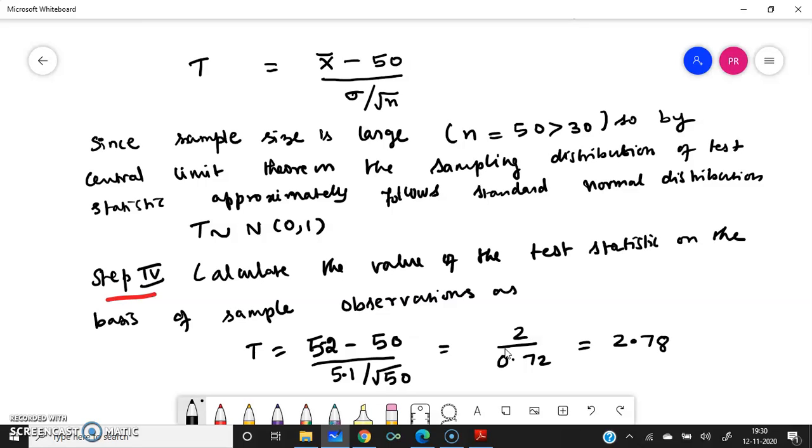Now we have to look at the Z table, and if this value is greater than the Z table value, we have to reject the null hypothesis. That we'll see in the next class.